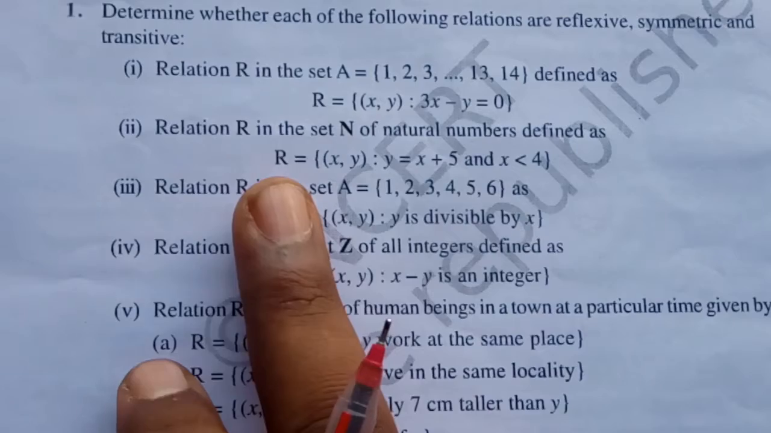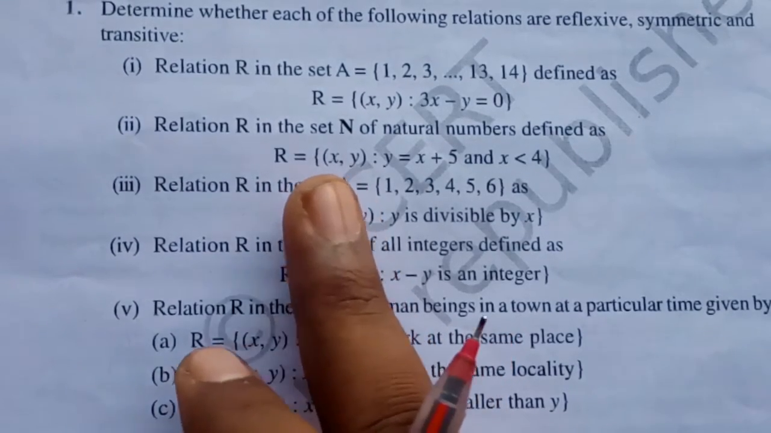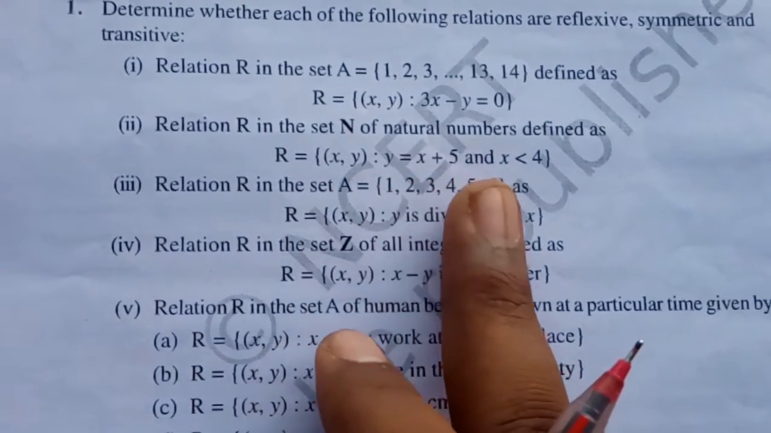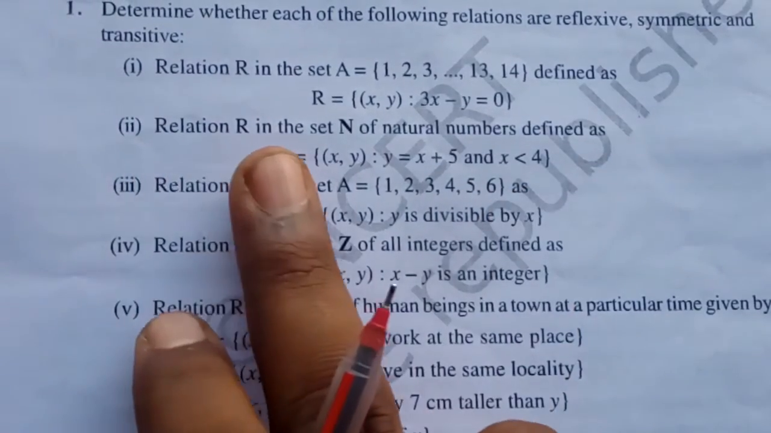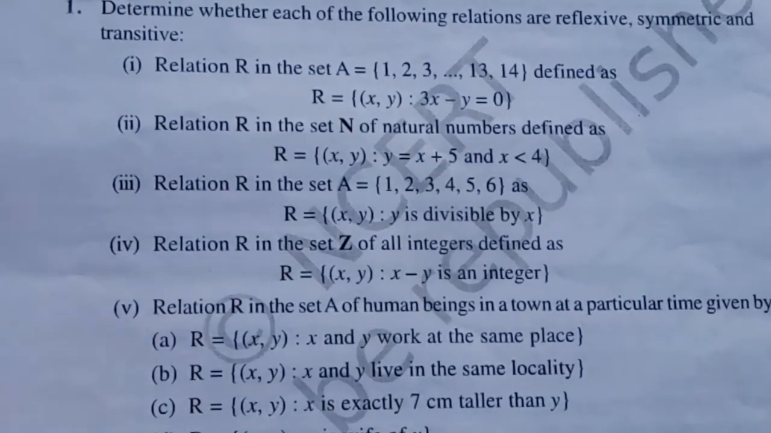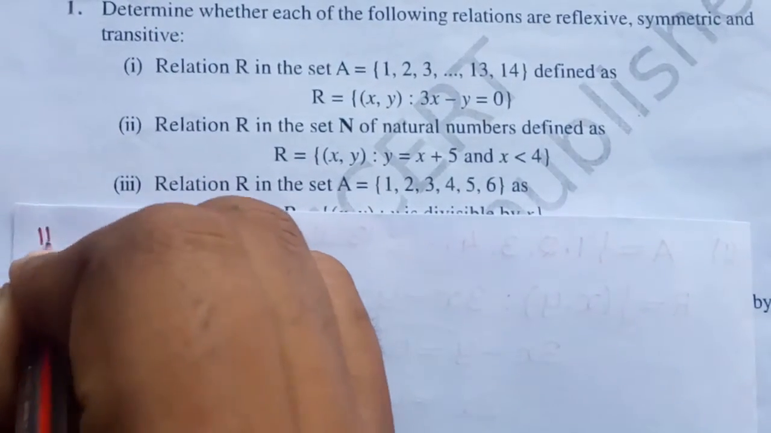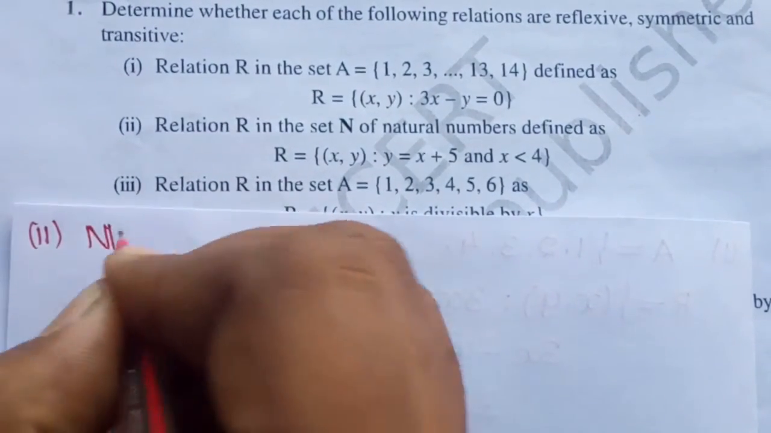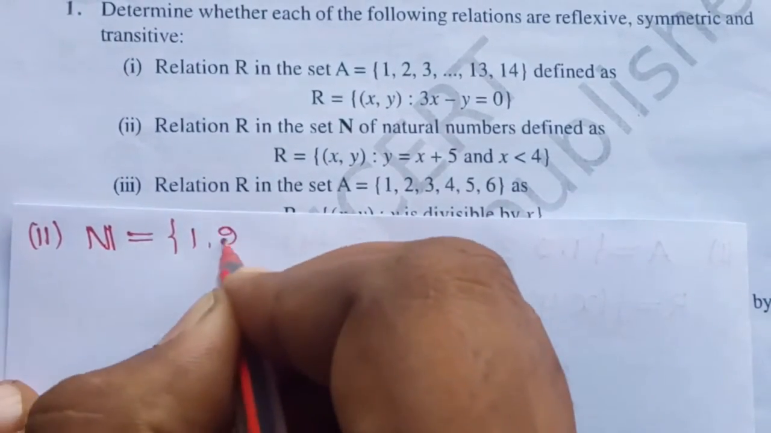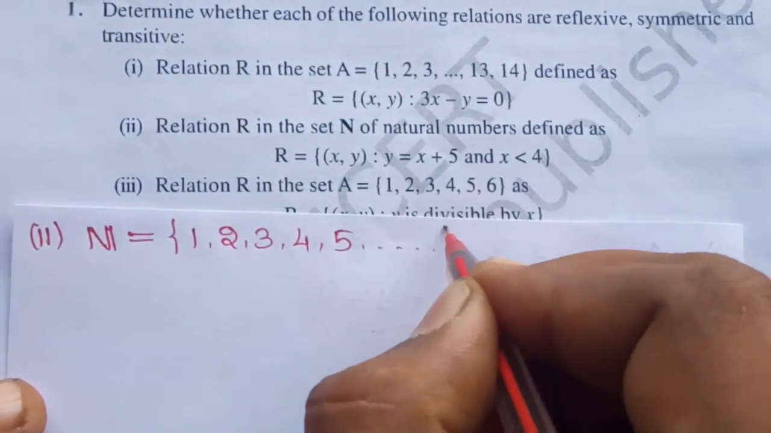So the second subdivision: R is equal to the set of ordered pairs (x, y), y is equal to x plus 5 and x less than 4. R is in the set N, natural numbers. On the natural numbers only we define the relation. Everyone knows the natural numbers: 1, 2, 3, 4, 5, 6 and going on. These are the natural numbers.